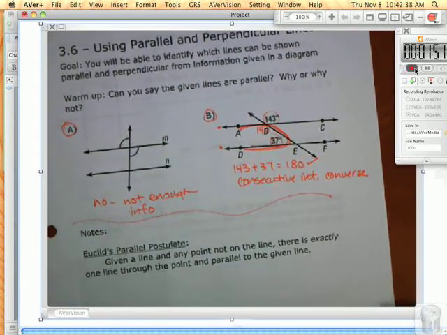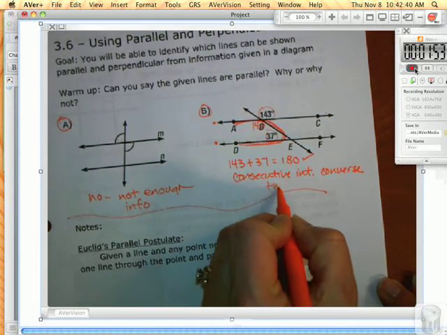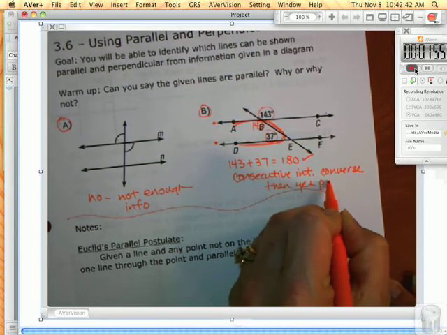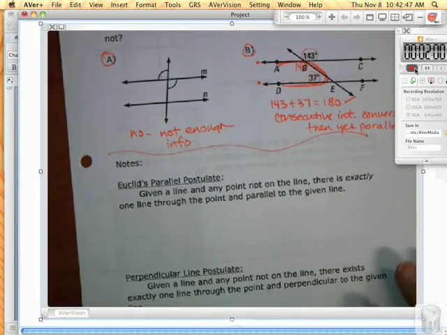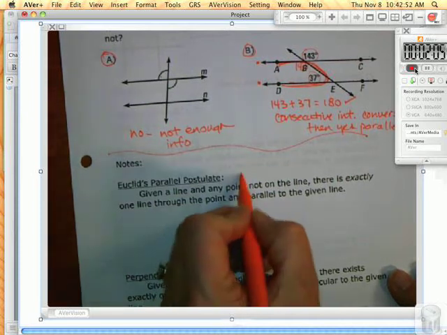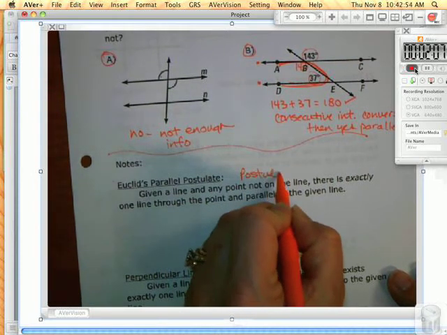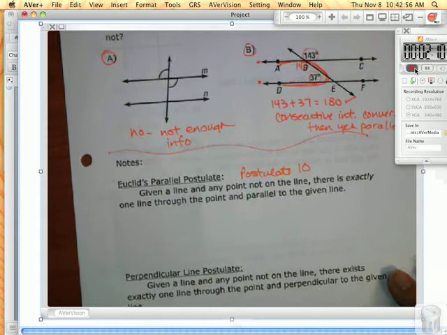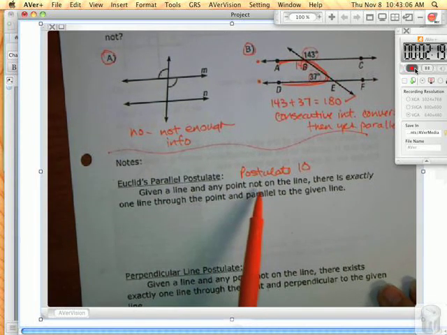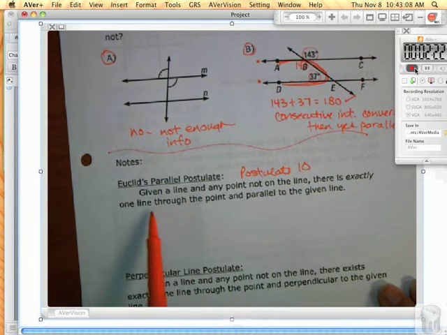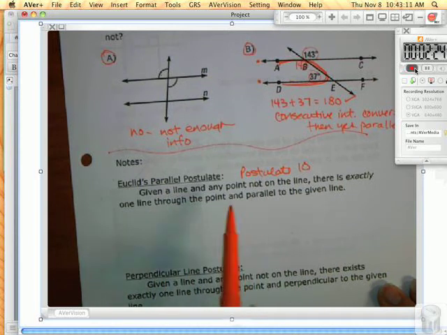Okay. Then yes, they are parallel. All right. Euclid's parallel postulate. Now, you guys have this on your sheet already. It's called postulate 10. Look at your sheet. Do you have postulate 10 on there? You should. You might not have labeled it postulate 10, but if you didn't label it, you might want to. It says, given a line and any point not on the line, there is exactly one line through the point and parallel to the given line.